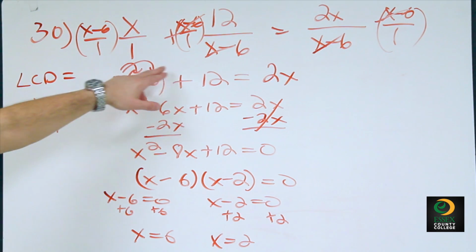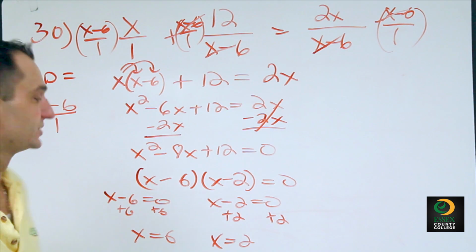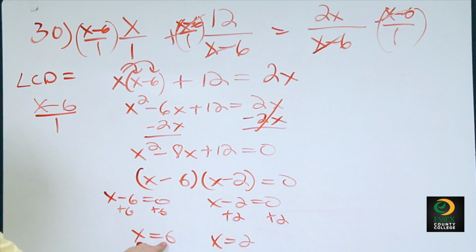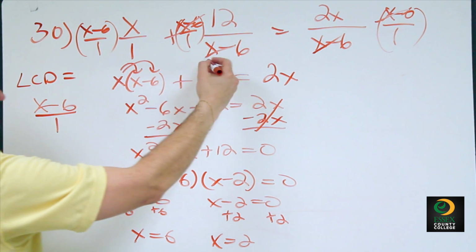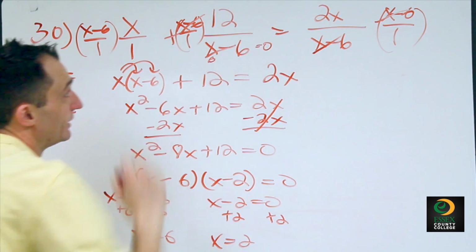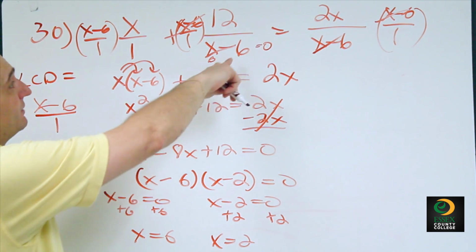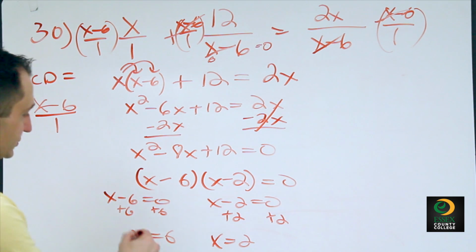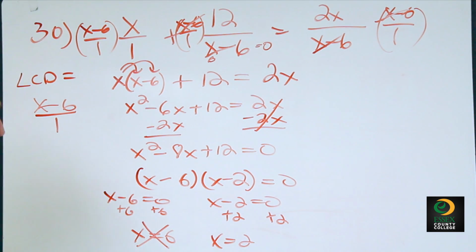However, since there's a variable in the denominator of the fraction, we have to check our answer. So if we put 6 back into the denominator of this fraction, for example, we would get 0 at the bottom. When you have 0 at the bottom of a fraction, it's undefined. So your answer cannot be x equals 6.